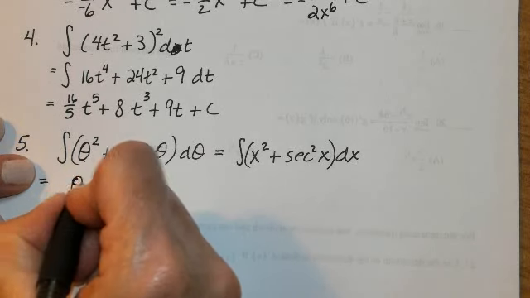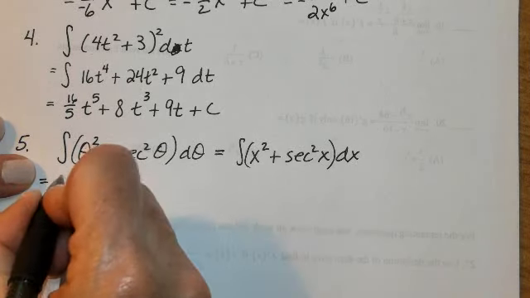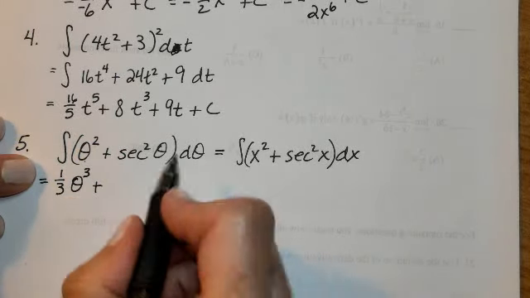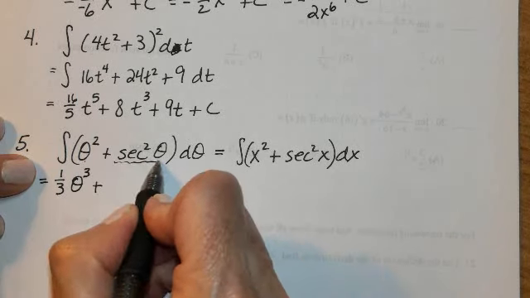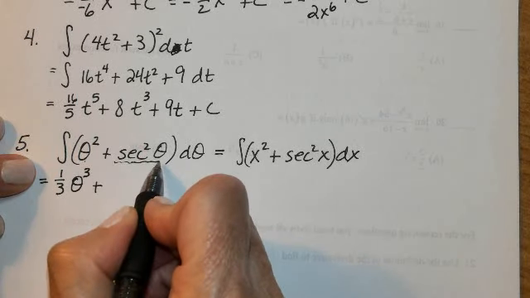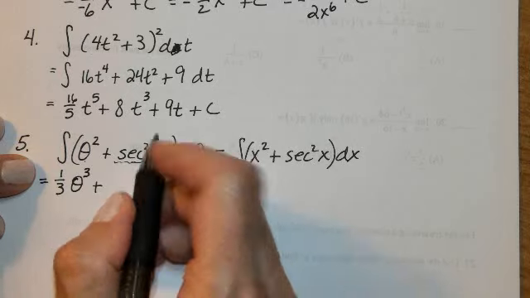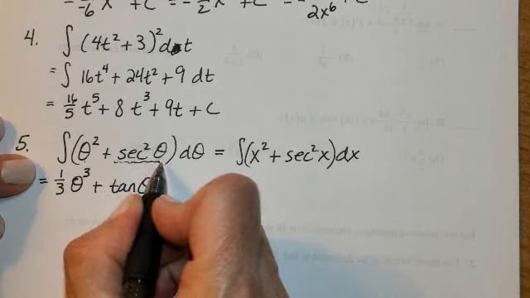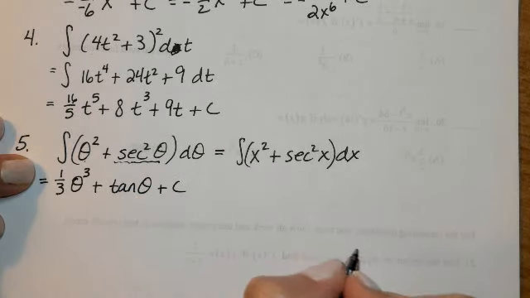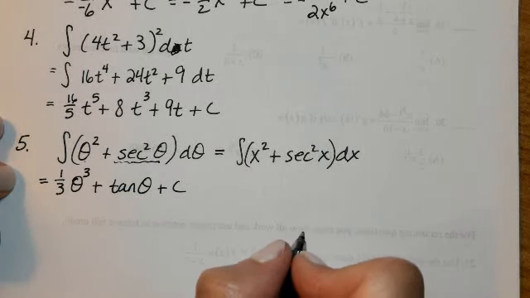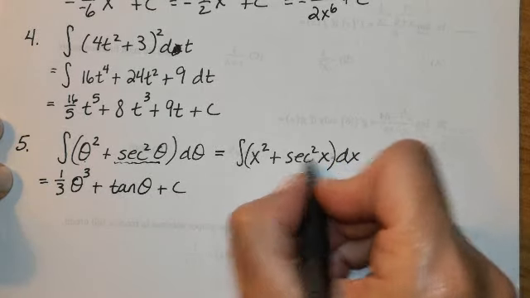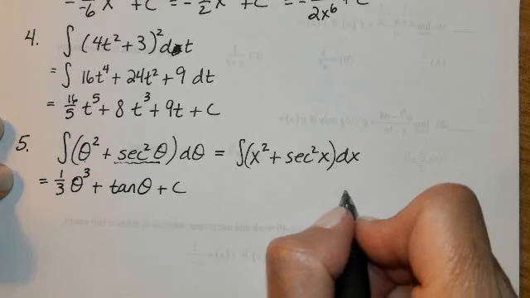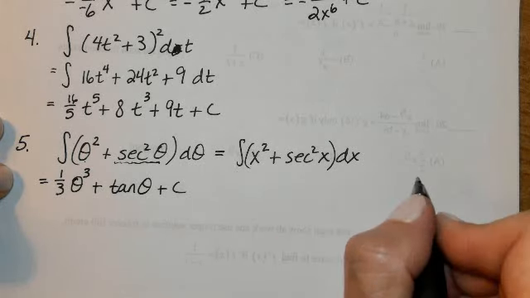So this would be theta cubed, right, times 1 over 3, plus, okay, what function's derivative is secant squared theta? Well, that's our tangent theta. The derivative of tangent theta is secant squared theta, plus c. Okay? By the way, if you do choose to use x's, you got to go back to thetas at the end. If it's a multiple choice, you got to go back to thetas at the end. Okay?